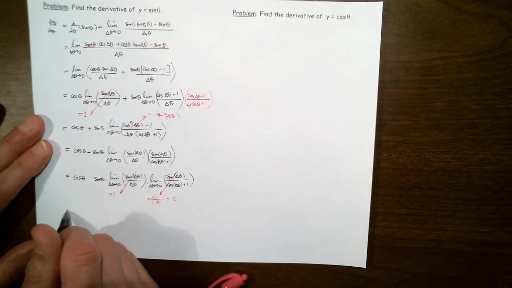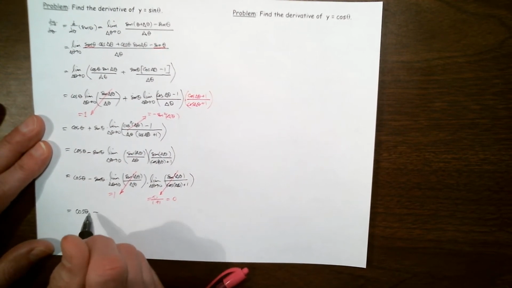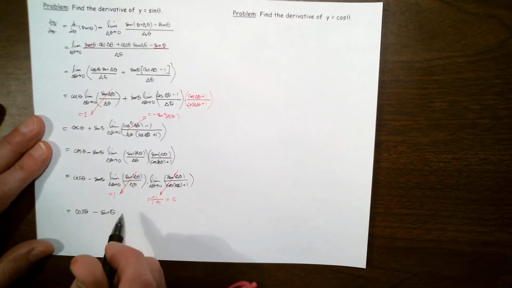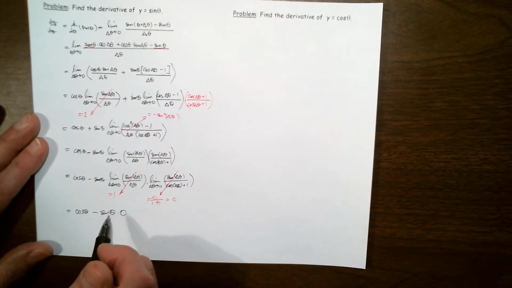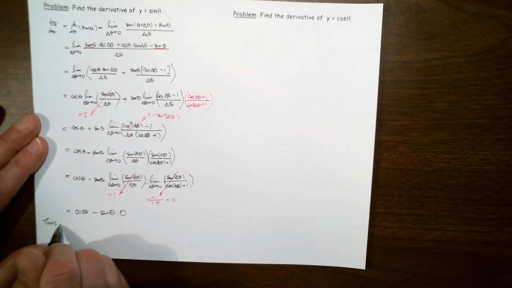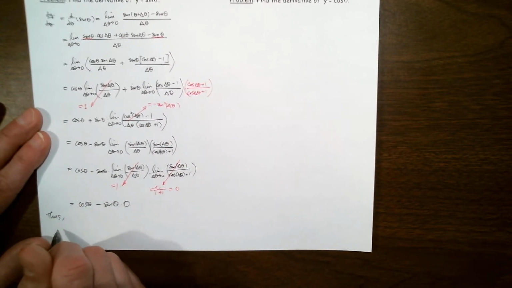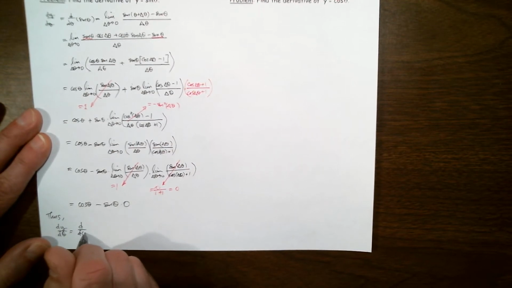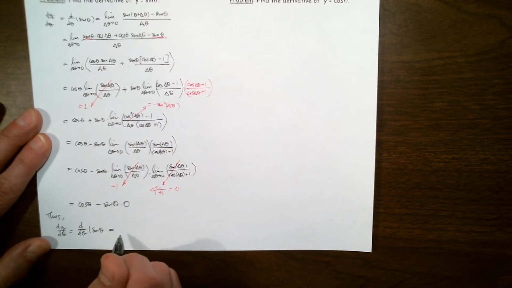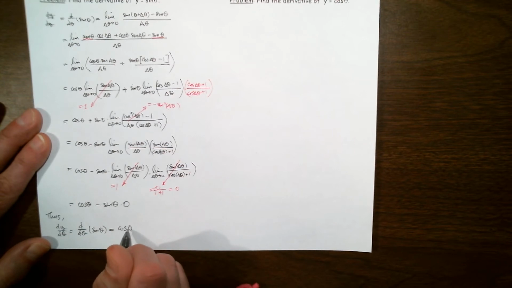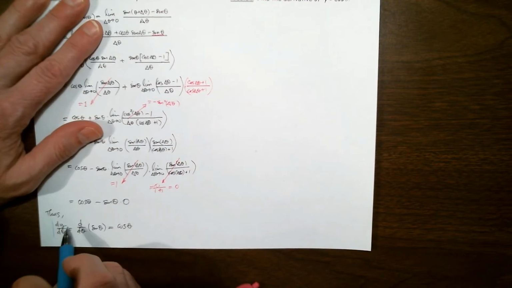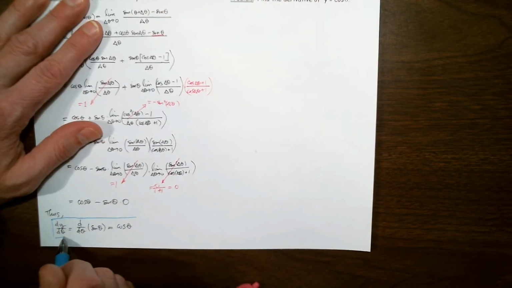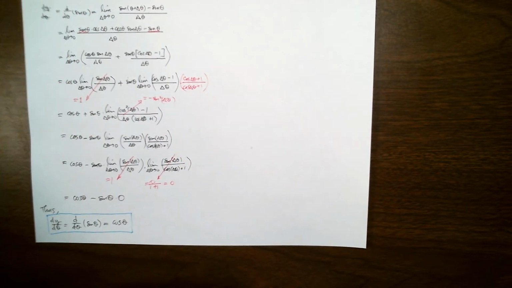And so therefore we see that the derivative of the sine of theta will be equal to the cosine of theta minus the sine of theta times 1 times 0. Well, the sine of theta times 0 is 0, and thus we can conclude that indeed the derivative with respect to theta of sine theta must be equal to the cosine of theta. So that would be our formula for the derivative of the sine function.